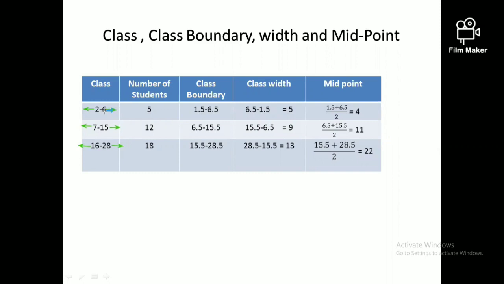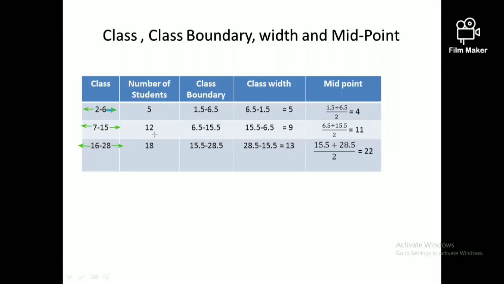So if you drag 0.5 to this side, what could be that value? That turns out to be 6.5. If you drag 0.5 to the lower side, that is 1.5, right? Then over here, if you drag 0.5 to this side, 15.5. Drag 0.5 to this side, 6.5. 28.5 and 15.5. What is the use of doing this?